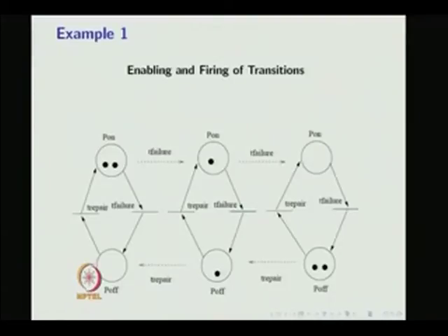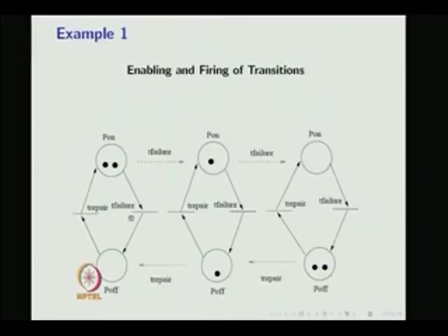Now, we will see another example, enabling and firing of transitions. In this example, we have two places. One is called the place P on, the other place is called P off. Initially, two tokens are deposited in the place P on, no token in the place P off. We have two transitions, one is T failure and the other one is T repair.